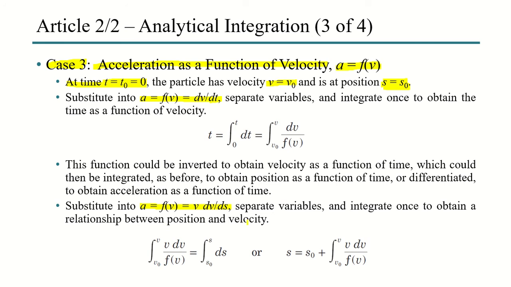This could be inverted to obtain velocity as a function of time, which could then be integrated as before to obtain position as a function of time, or differentiated to obtain acceleration as a function of time. Then you substitute it into this equation, separate variables and integrate once to obtain the relationship between position and velocity. It is given in this equation: the integral of v dv over f of v, limit from v sub 0 to v, equal to the integral of ds, limit from s sub 0 to s.